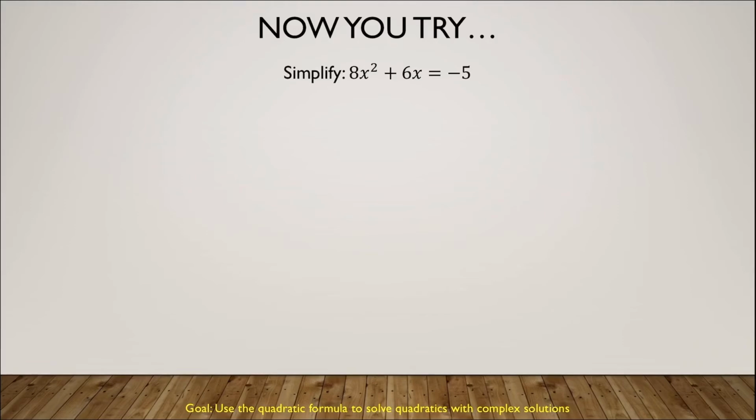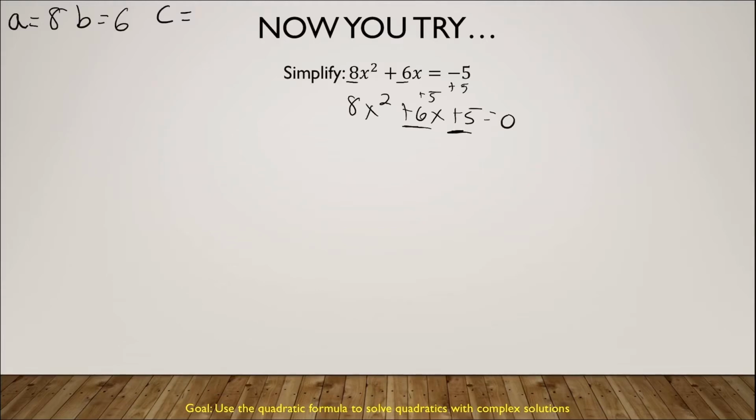Okay, I want you to try now. So pause the video and give it a try, and then watch the solution. Okay, so very first, identify your A, your B. Right here, this C, I need to add 5 because this needs to be equal to 0. So I have 8x squared plus 6x plus 5 equals 0. So A is 8, B is 6, and C is that positive 5. That's a tricky one. We have to get that equal to 0 for this to work.